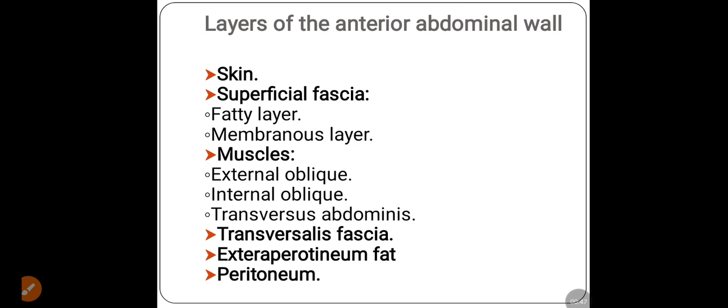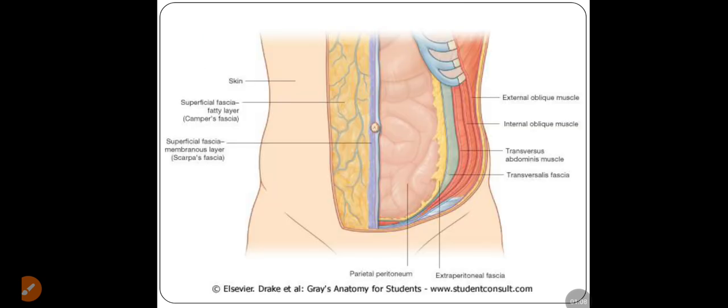The muscles include external oblique. When you remove it, you find internal oblique. When you remove that, you find transversus abdominis. Then you can find transversalis fascia. Deep to it, extraperitoneal fat, and then parietal peritoneum.